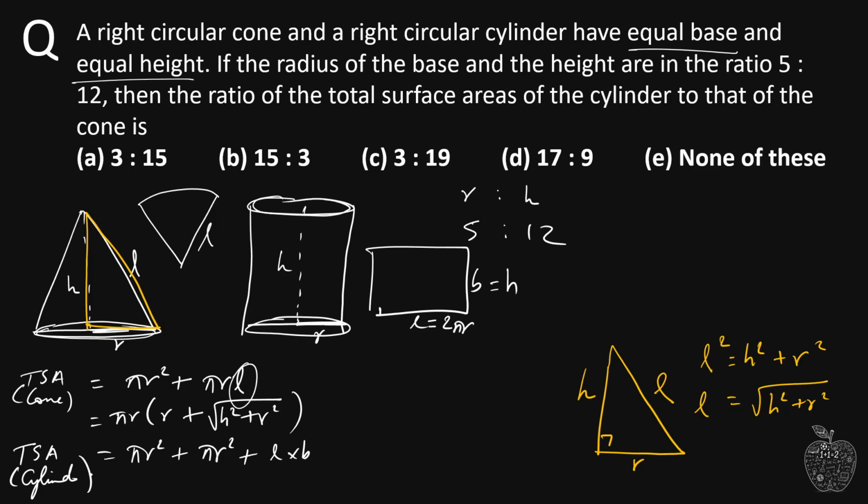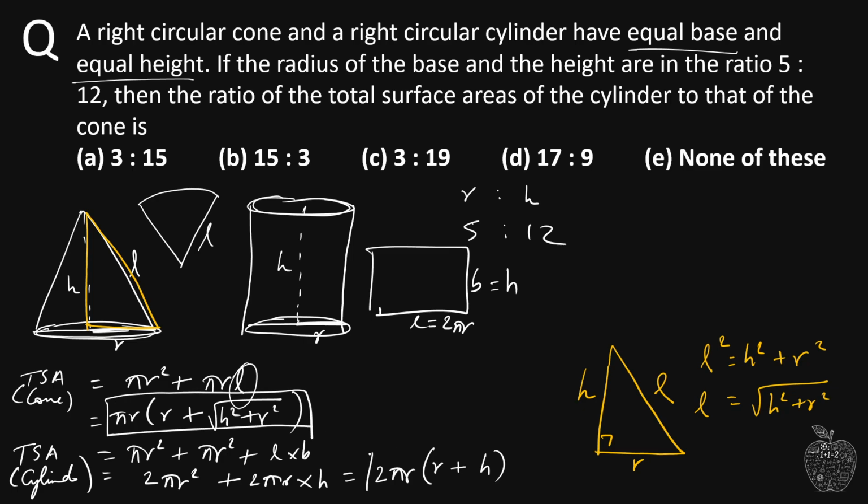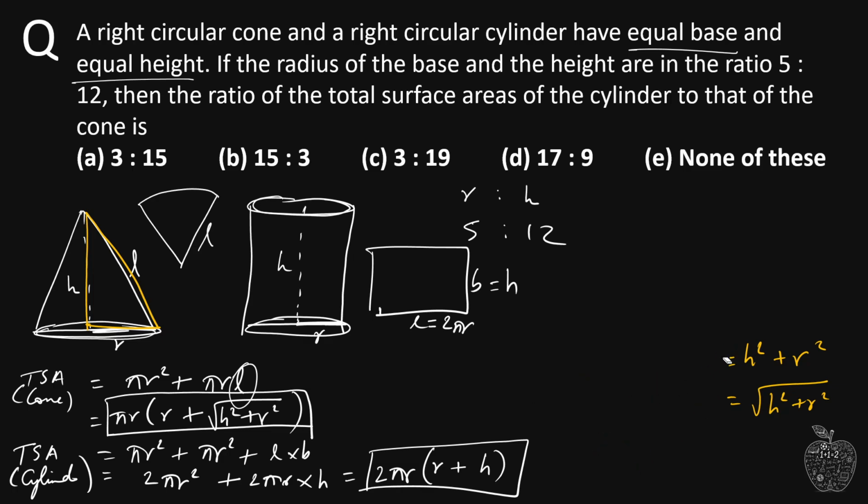So instead of L and B, what will we write? We get 2 pi r square plus, instead of L, we'll write 2 pi r, and instead of B, we'll write h. So what do we get finally? Let's take 2 pi r common, and we are left with r plus h. All right, so this much is clear. Now we have the total surface area of the cone and the total surface area of the cylinder, and we need the ratio of that. I hope this was clear to you.